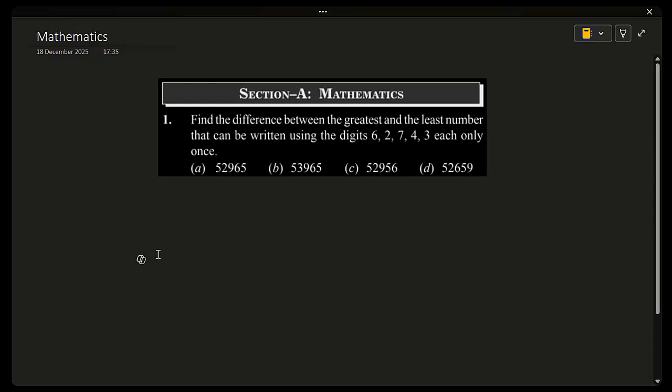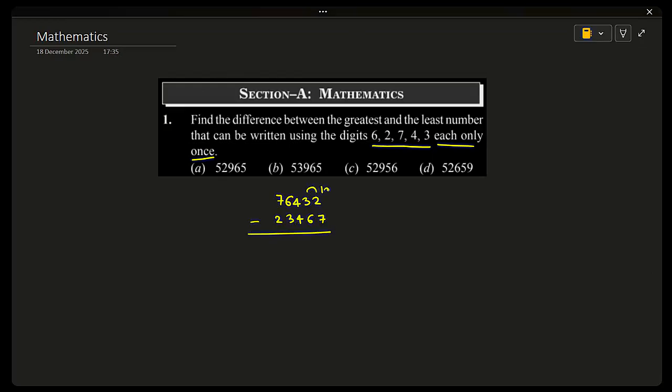Yes, question number 1. Find the difference between the greatest and the least number that can be written using the digits 6, 2, 7, 4, 3, each only once. Let me write the greatest first. Using each only once means without repetition. To write the greatest number, we write from big to small, that is 7, 6, 4, 3, 2. This is the greatest 5-digit number we can form, and the smallest or least you can write in reverse order, 2, 3, 4, 6, 7. They're asking for the difference, so you can subtract.